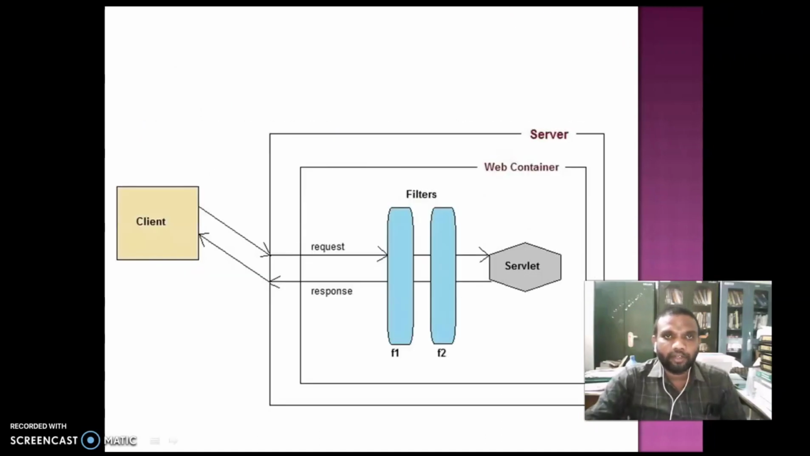So this is a small pictorial representation. The client sends a request, which is sent to a web container. The web container comprises multiple filters and multiple servlet programs. Initially, a filter receives the request from the client. Then, if the request was successful, it enters into another set of filters. After successful completion of all the filters, only then does it enter into the servlet program.